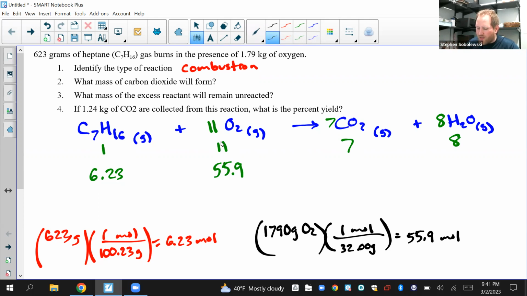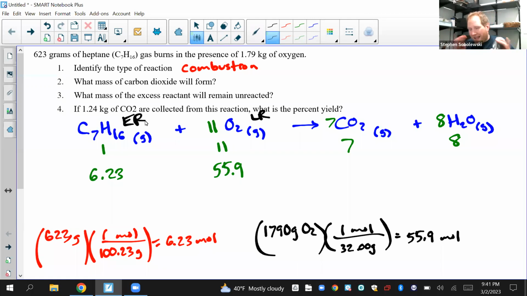So notice it's a 1 to 11 mole ratio. So if I start with 6.23, I'm going to need 11 times more moles over here to do that. Now, just by looking at this number, I can tell I don't have enough of this, right? Because even if I needed 10 times more, I would need 62.3. I need well more than that. So, I mean, I could literally do the math here. 6.23 times 11 means I would need 68 moles of oxygen for this to react. Clearly, I don't have enough oxygen, which means oxygen is my LR, which means heptane is my ER.